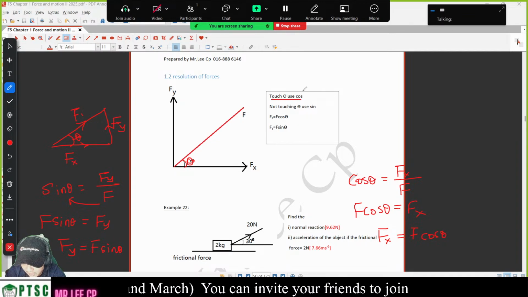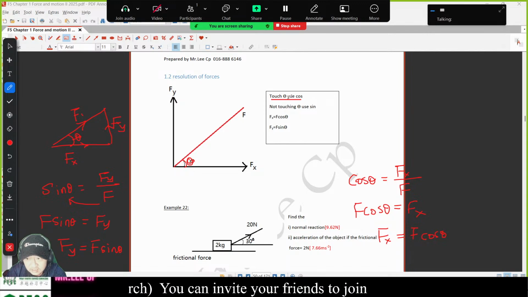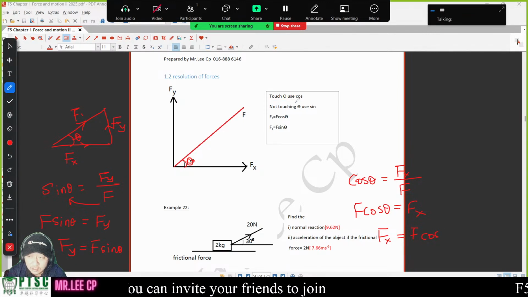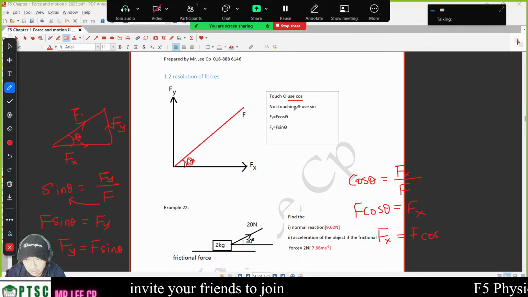Now you see here, I am going to use a way that is faster. I say touching or not touching theta. If touching, you use cos. Touching, then you use cos. Not touching, then you use sine.